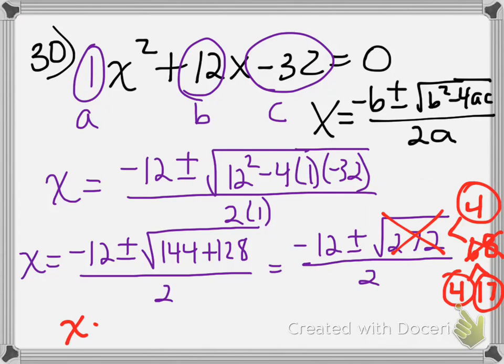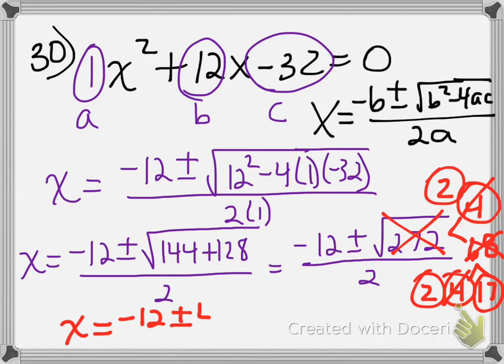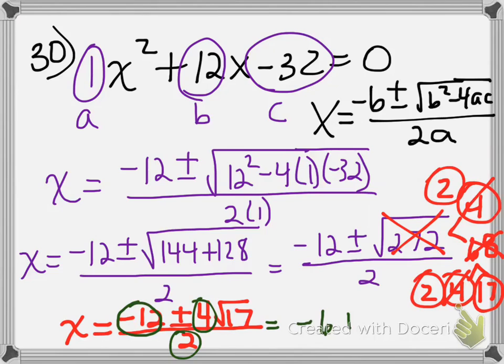So when I simplify that over here, I have negative 12 plus or minus the square root of 4 is 2. The square root of 4 is 2. So if I multiply these two 2's, that's 4. And the square root of 17 does not simplify, so it stays there. And this is all divided by 2. Now I noticed that the 12, the 4, and the 2 are all divisible by 2. So I can simplify this to become negative 6 plus or minus 2 square root 17.